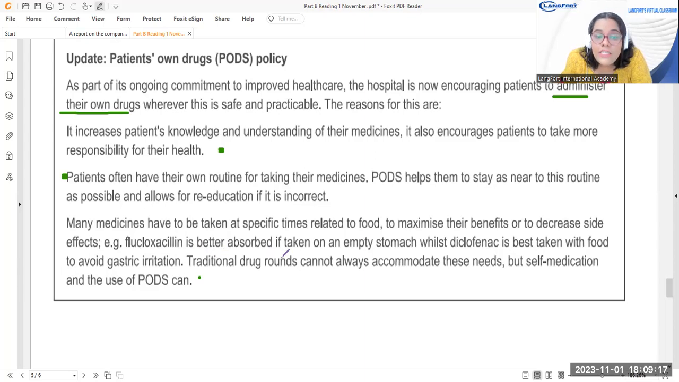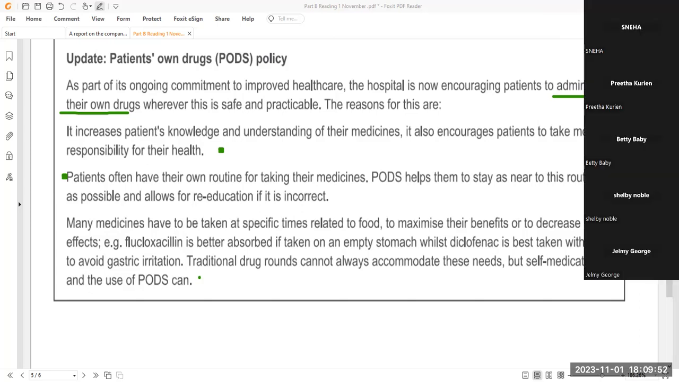Then they are saying traditional drug rounds cannot always take care of these needs, the needs related to food, but self-medication and the use of PODs can. What needs are we talking about? Time related to medicines, time in relation to food. Certain medications should be taken on an empty stomach. Certain medication should be taken with food to avoid problems. So traditional drug rounds won't help us with that. What will help us with that? This PODs system can help us with that.